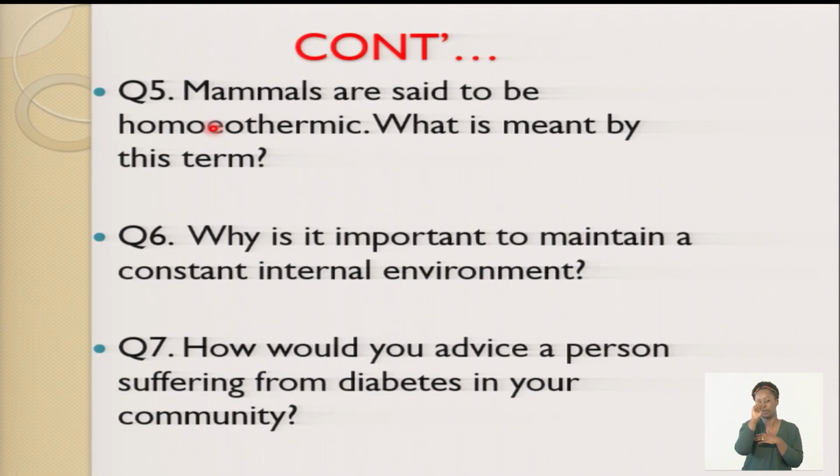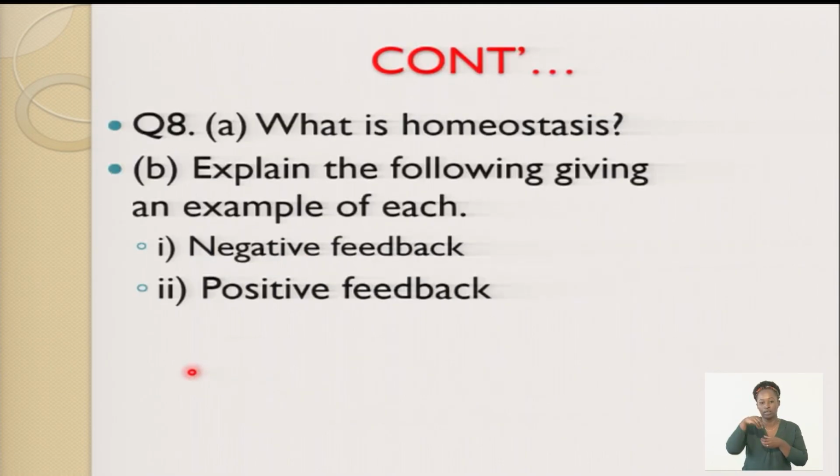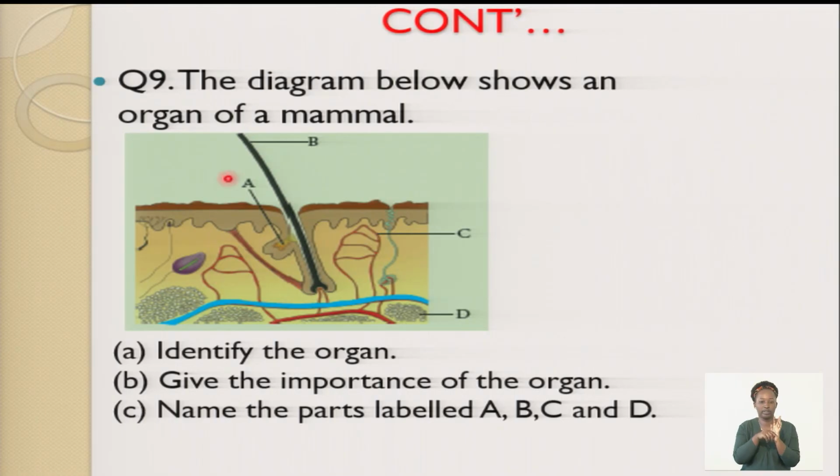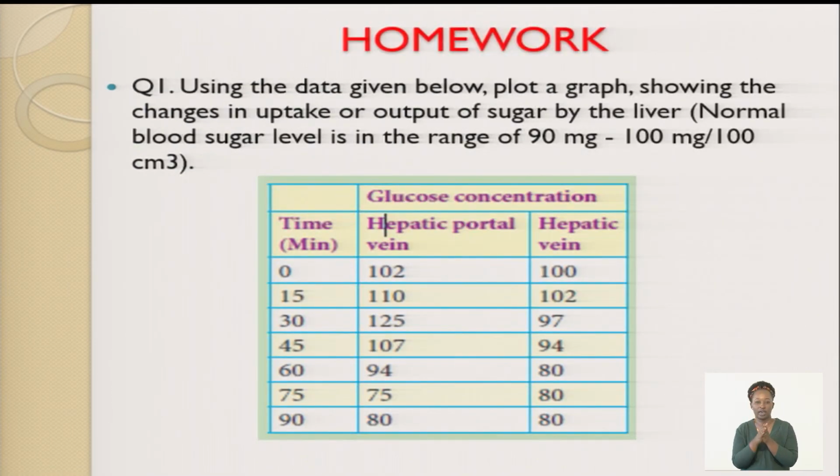Mammals are said to be homothermic. What is meant by homothermic? Question 6: why is it important to maintain a constant internal environment? Number 7: what do you understand by homeostasis, and explain the following, giving examples of each: negative feedback and positive feedback. Then lastly, we have the diagram below, which shows an organ of a mammal. Identify the organ, give the importance of the organ, and name the parts labeled A, B, C, and D. And then we have a home assignment.